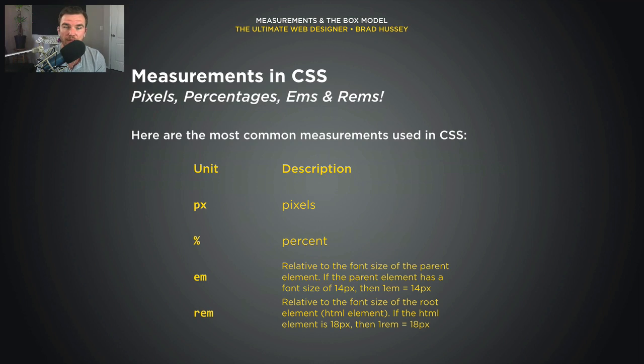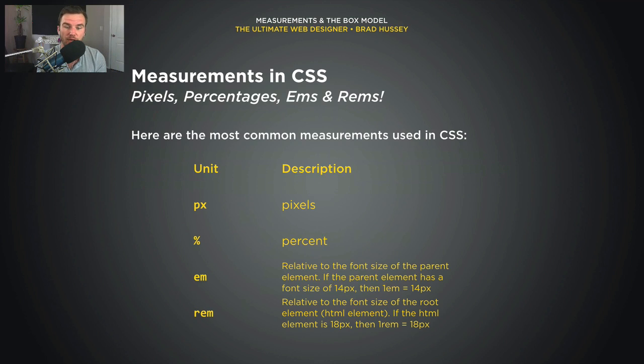Here's a quick table of the most common measurements used in CSS. So we have the pixel unit, we have the percent unit, we have the em unit, and em, just so you know, is relative to the font size of the parent element. So if the parent element has a font size of 14 pixels, then 1em is equal to 14 pixels. So it's kind of like math. If you were to say 2em, then that would be 28 pixels, and so on and so forth. So you'd use that if you wanted to use a size relative to its parent.